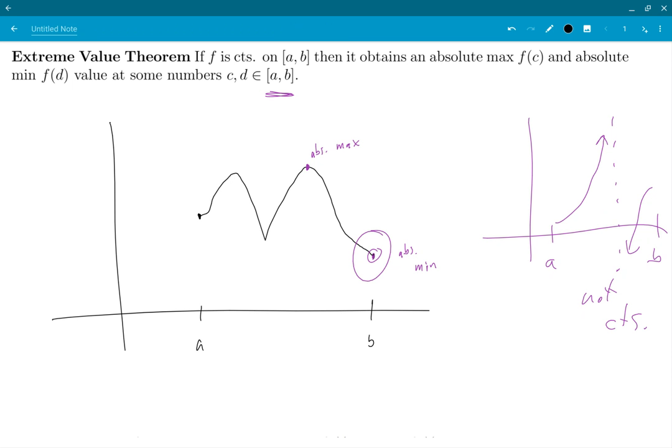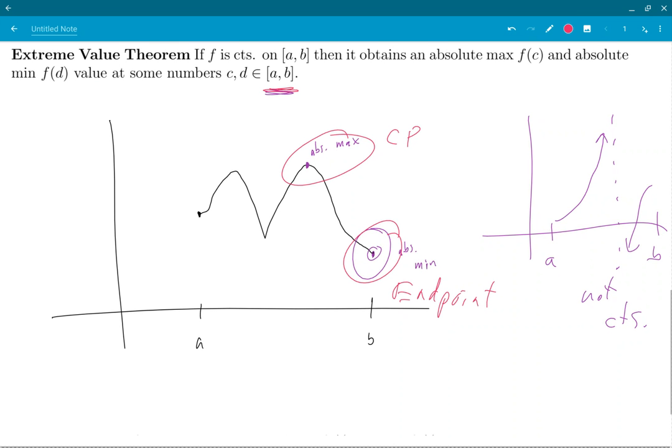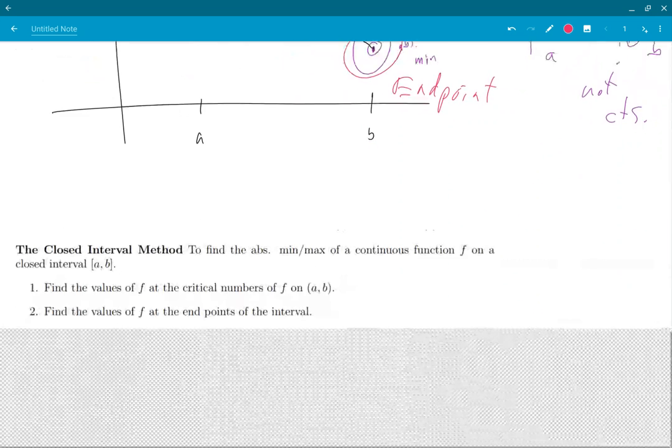Okay, if we're looking for the absolute max and the absolute min of a function, these things are going to occur either at, well, a critical point or at an endpoint. Okay, A or B. So those are the two possibilities for a continuous function on a closed interval, A and B. Okay, so this is summarized in the closed interval method.